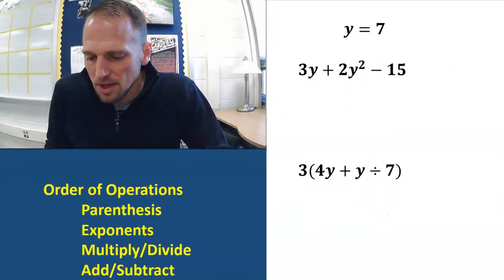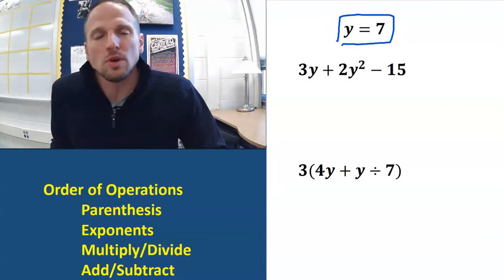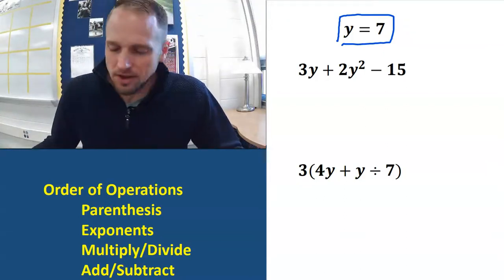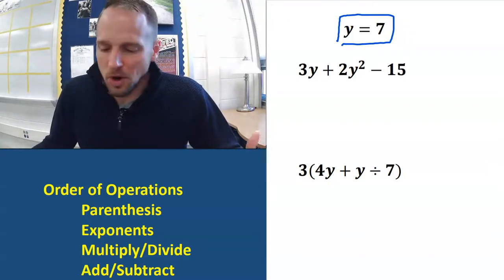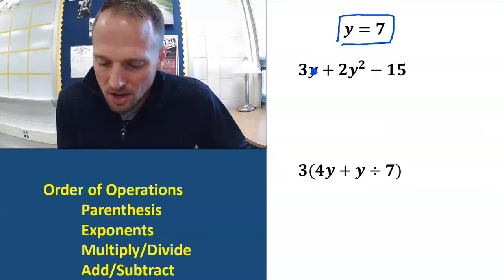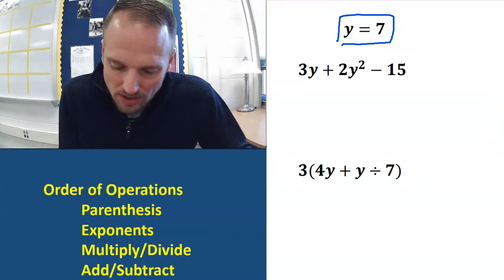So on this page, we're going to assume the same information for both of these problems. We're going to assume that y equals 7, because that's what I've told you. So the directions say y equals 7. What that means is, as I look down at this equation, I could just erase my y and write in a 7, because y is the same thing as 7.